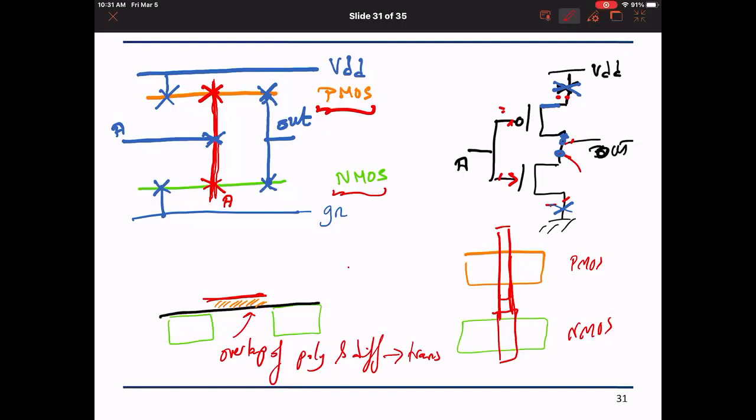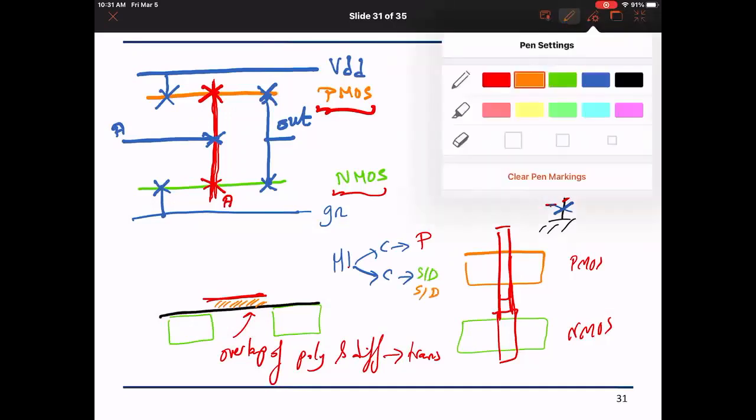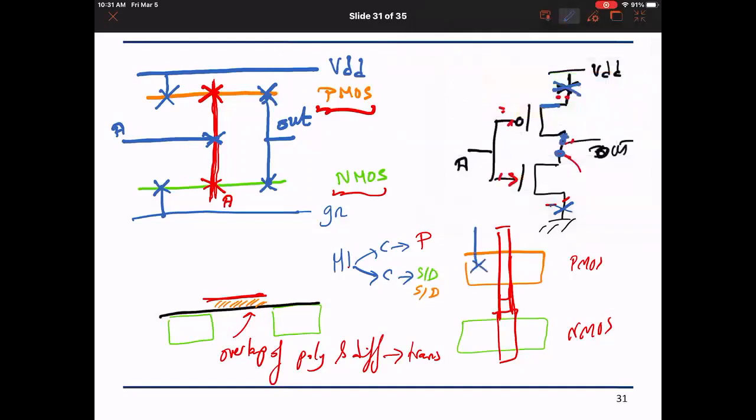The contact comes from metal 1, you have a contact on the poly, or from metal 1 you have a contact on the source and drain, of course for the two types, for the NMOS and the PMOS. Okay, clear? Okay, thank you. Perfect. Okay, great. So now let us see.